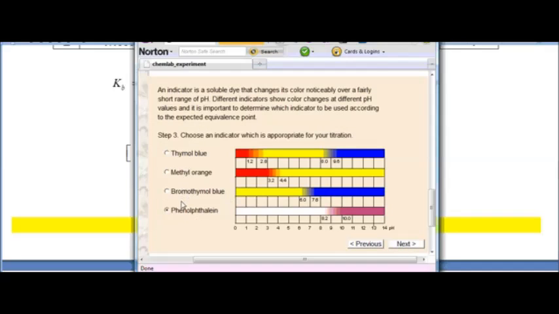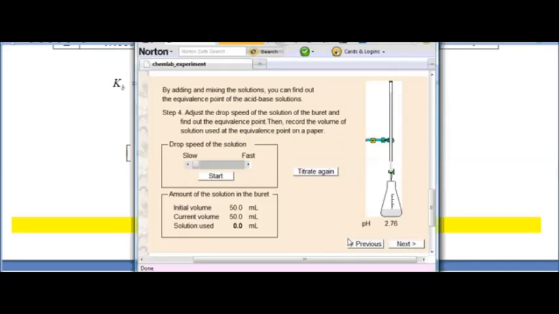And then we need to use an appropriate indicator, but since we're looking at the pH at the equivalence point, the indicator really doesn't have any bearing on what we're doing at this moment, so we'll pass on that for a moment. And then here's our burette, which is filled up with our sodium hydroxide. Within our Erlenmeyer flask, we have our acetic acid, our 25 milliliters of that.